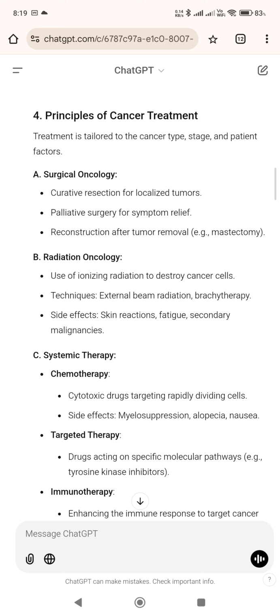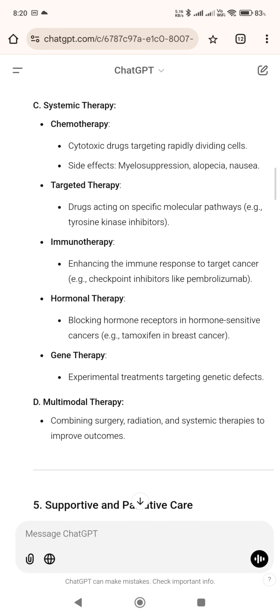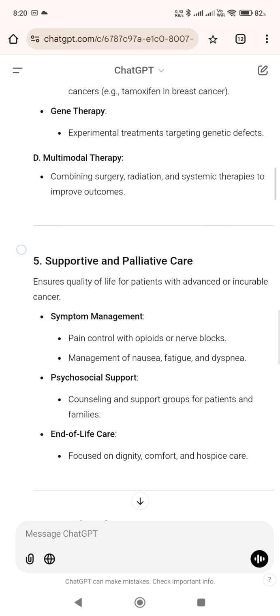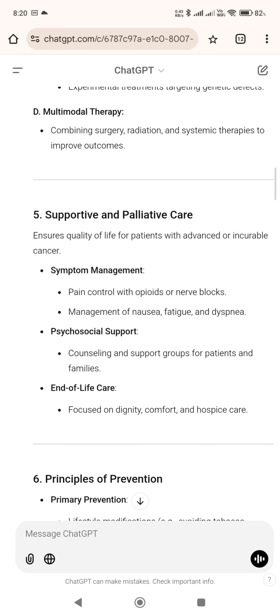C. Systemic therapy. Chemotherapy, cytotoxic drugs targeting rapidly dividing cells. Side effects: myelosuppression, alopecia, nausea. Targeted therapy, drugs acting on specific molecular pathways, e.g. tyrosine kinase inhibitors. Immunotherapy, enhancing the immune response to target cancer, e.g. checkpoint inhibitors like pembrolizumab. Hormonal therapy, blocking hormone receptors in hormone-sensitive cancers, e.g. tamoxifen in breast cancer. Gene therapy, experimental treatments targeting genetic defects. D. Multimodal therapy, combining surgery, radiation, and systemic therapies to improve outcomes.